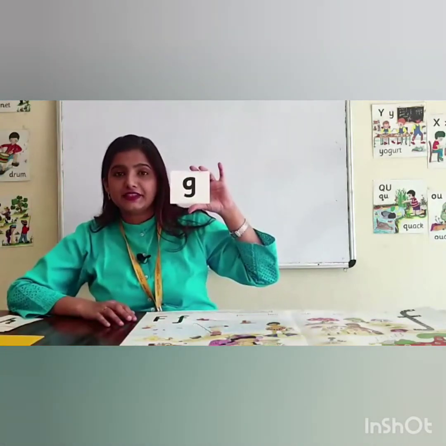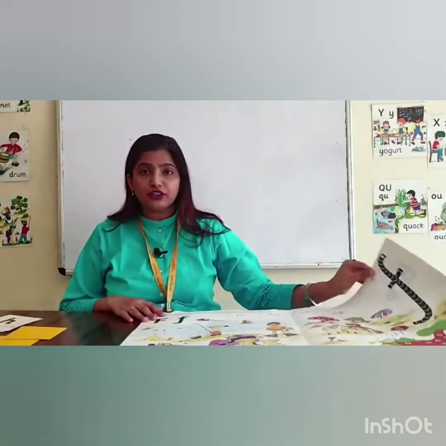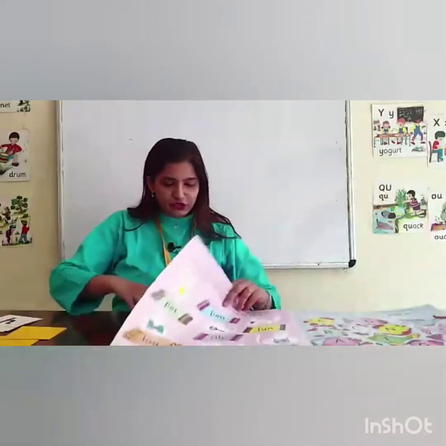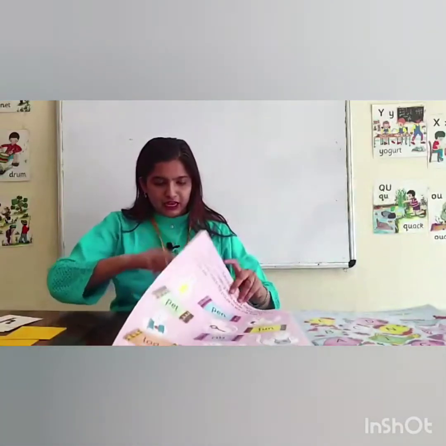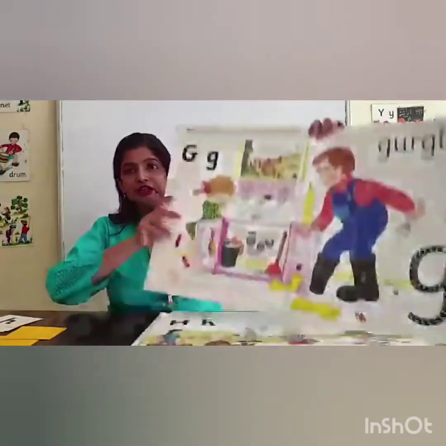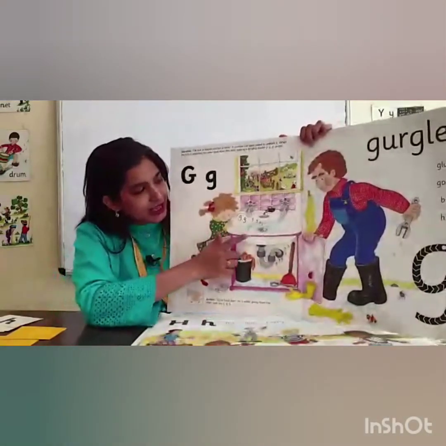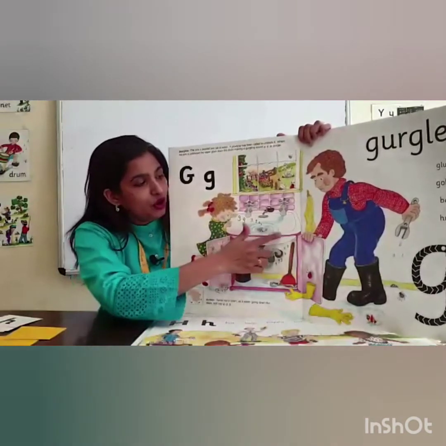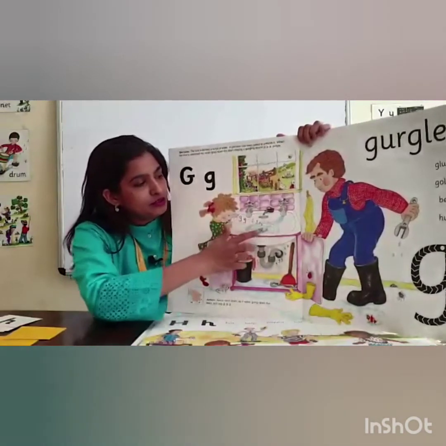Which letter is this? This is letter G. Okay. G as in goat, G for gold, G for God. Yes. So I am going to tell you a story for this. Okay. There is a girl here. And there was blockage in her bathroom sink. All the water was stored here.